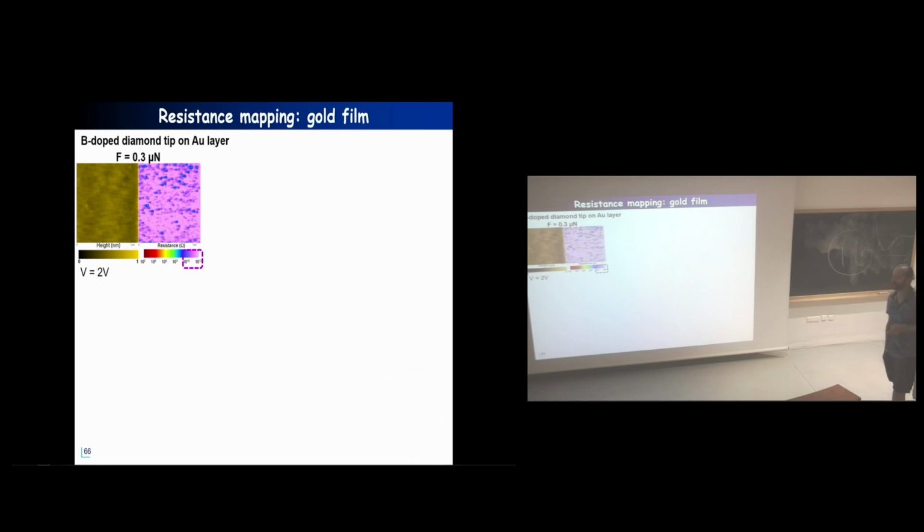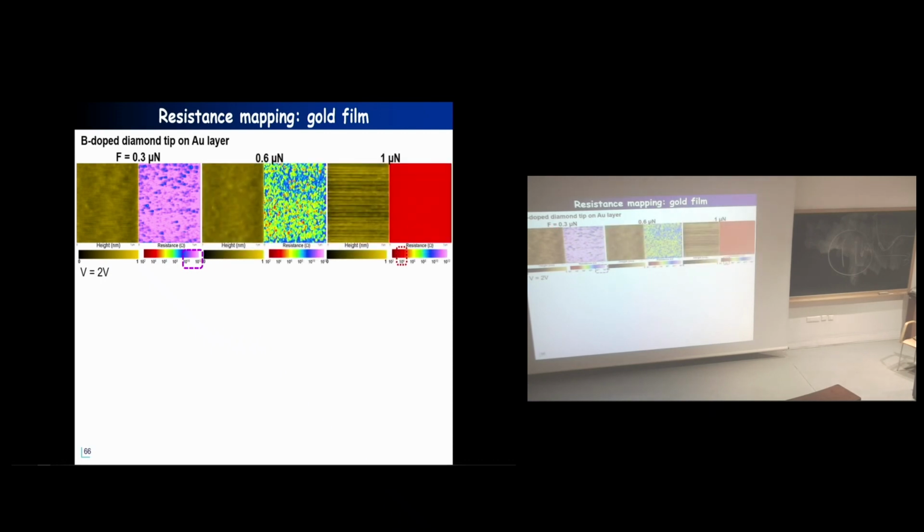Okay, let's make our first scanning resistance AFM experiment on a gold layer. If you apply a low force, okay, here it's important in this part of the talk, pink is insulating, red is highly conductive, and between, it's a logarithmic scale. So if you don't apply high enough force, gold is insulating. You increase the force, and at the end, at 1 micronewton, you obtain the series resistance of your probe of 10 to the 4th ohm.